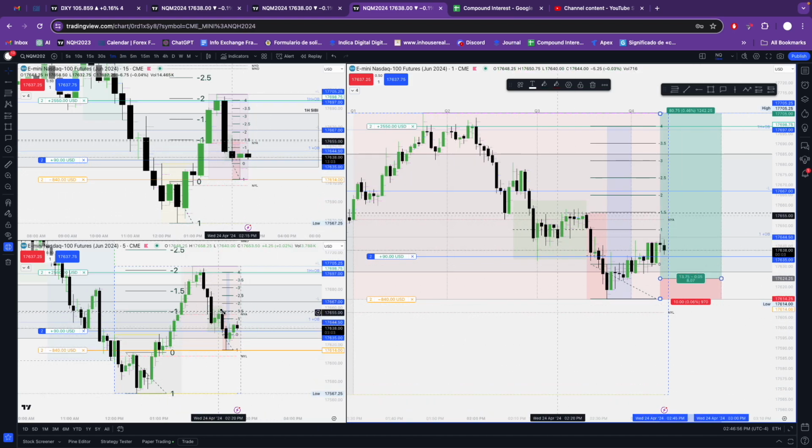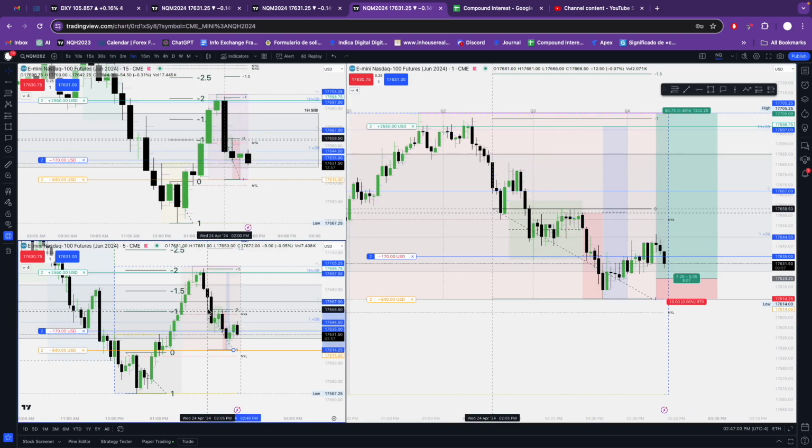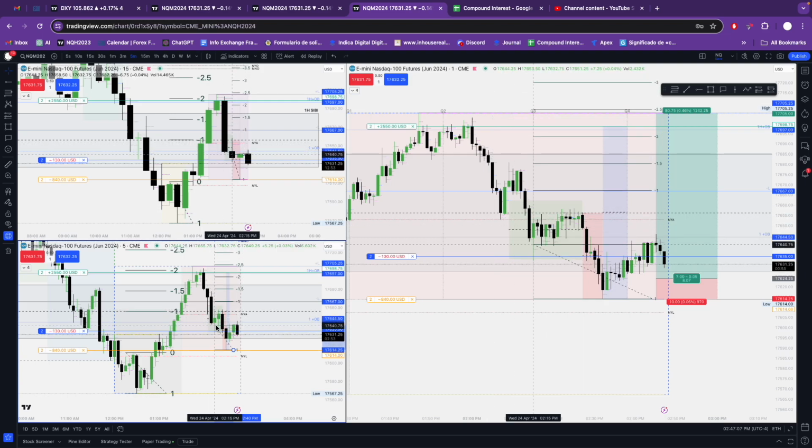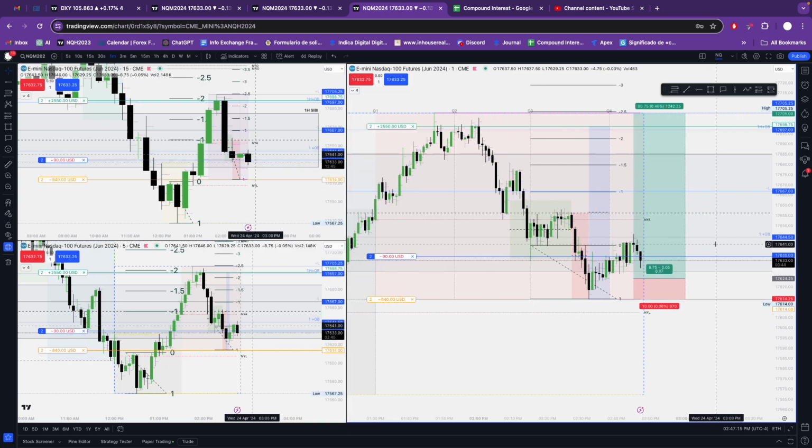And then we have accumulation, manipulation, run up. And here's a manipulation leg. That's way too high. I'm not taking that one. Or I'll take this last OB here. 2.5 lines up nicely with these highs up here. So not sure what price is doing.